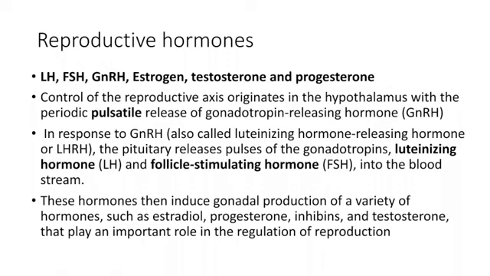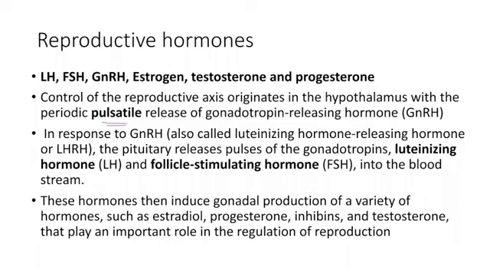Reproductive hormones, LH, FSH, GnRH, estrogen, testosterone, progesterone, and there's a couple others that we're going to talk about, basically control the reproductive axis, right? That's what we're talking about here, the HPG axis, and periodic pulsatile release of GnRH. In response to that gonadotropin releasing hormone, the pituitary releases the gonadotropins, LH and FSH, into the bloodstream, which travel to the gonads, and then we get the production of these other hormones.